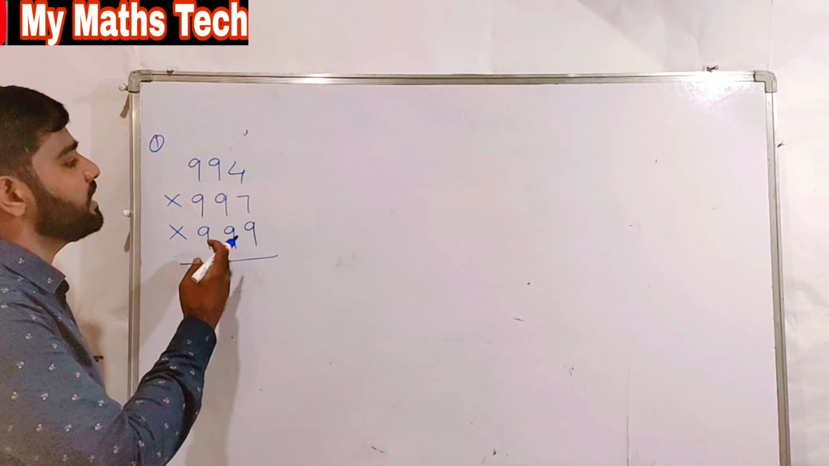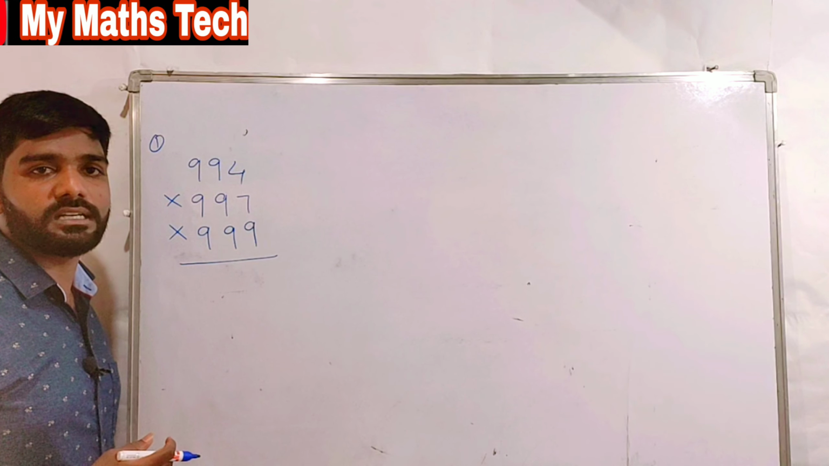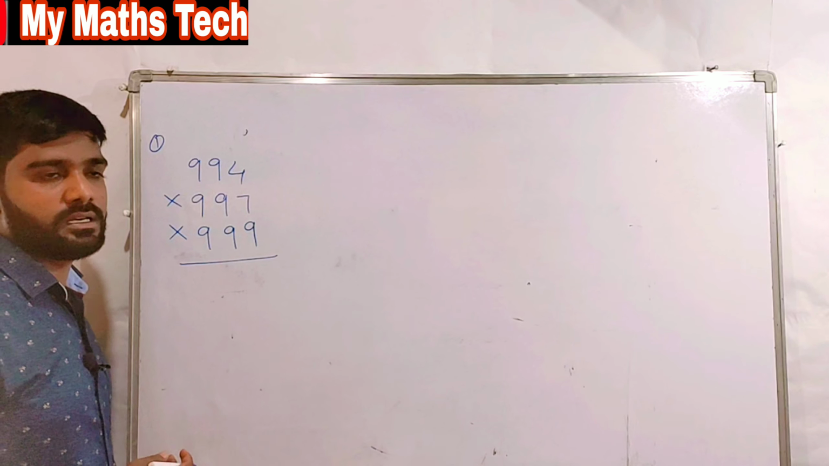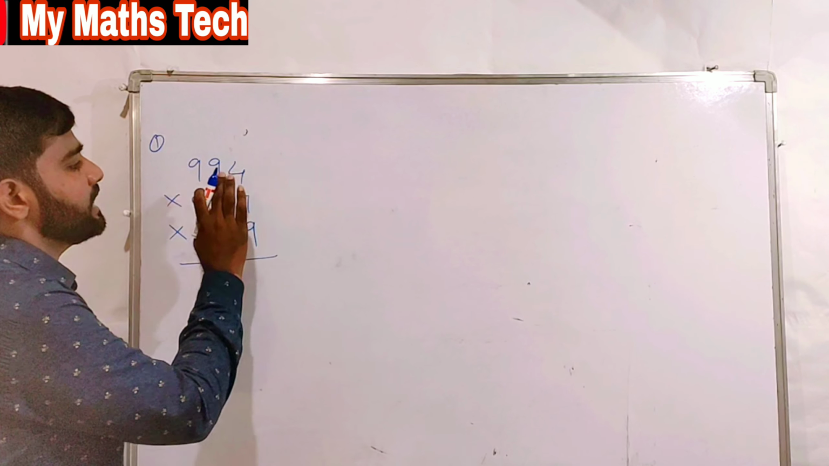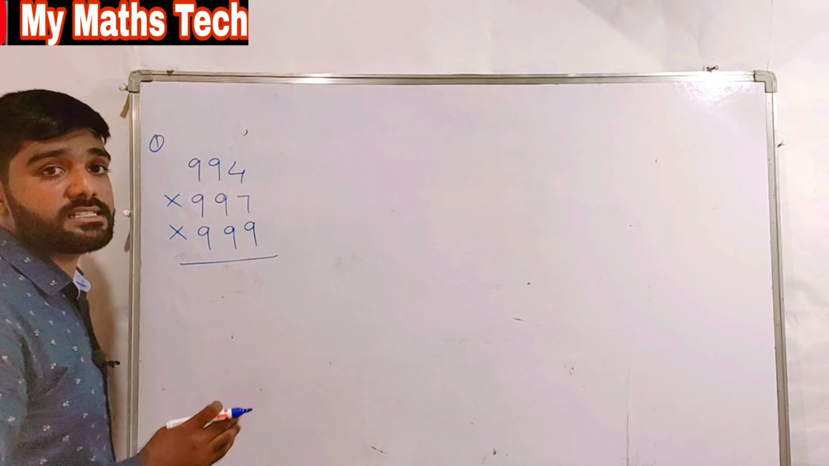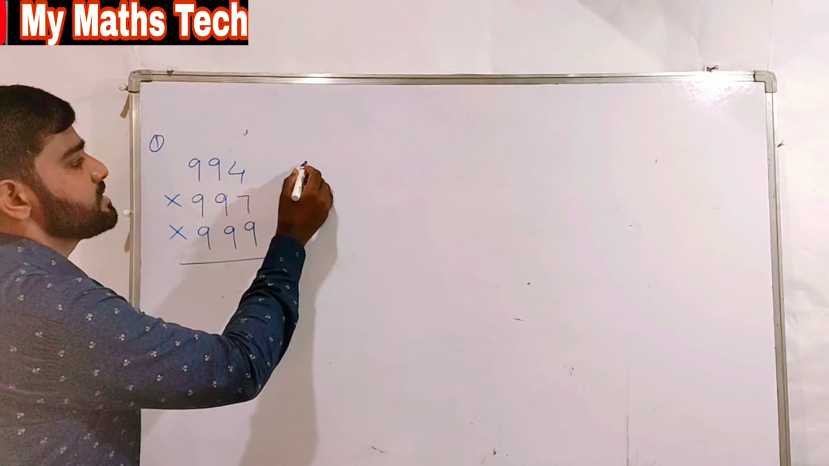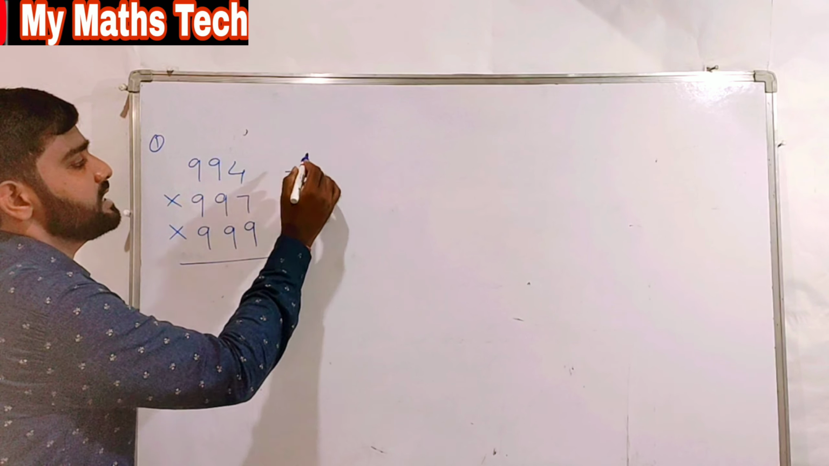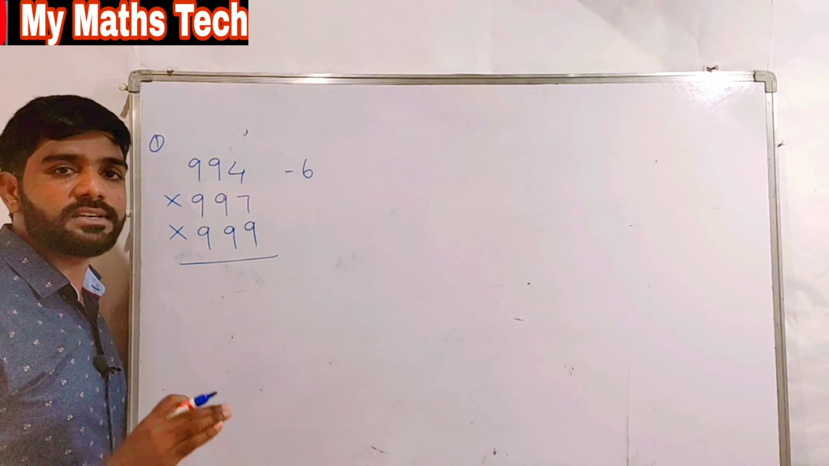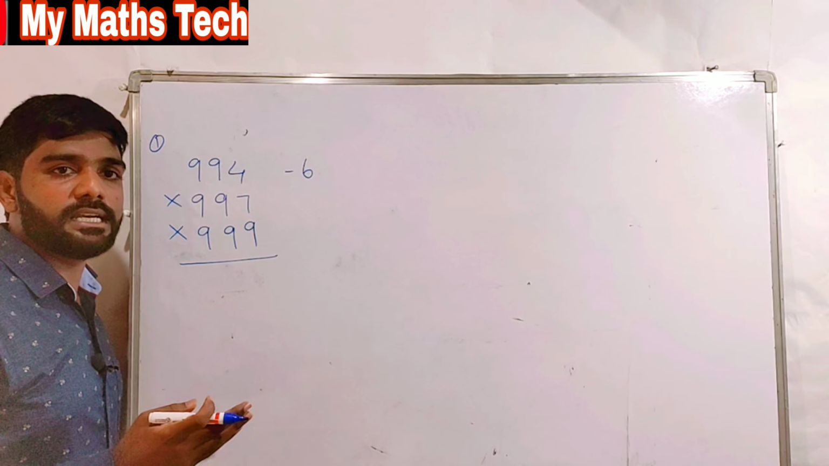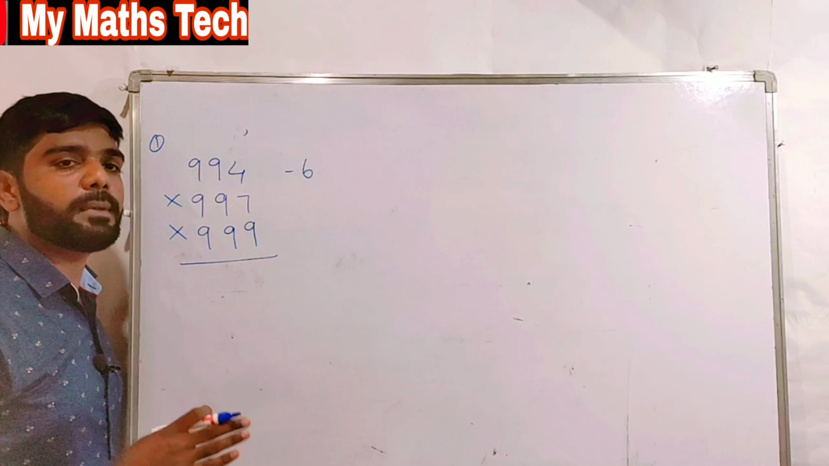First we have to find the deviations of the given three numbers. Deviations are nothing but the variation to the base. Here the base is 1000. So the first number 994 is 6 less than 1000, but since it is less than 1000, the deviation is minus. Simple friends, if the number is above 1000, the deviation is plus. If the number is below 1000, the deviation is minus.